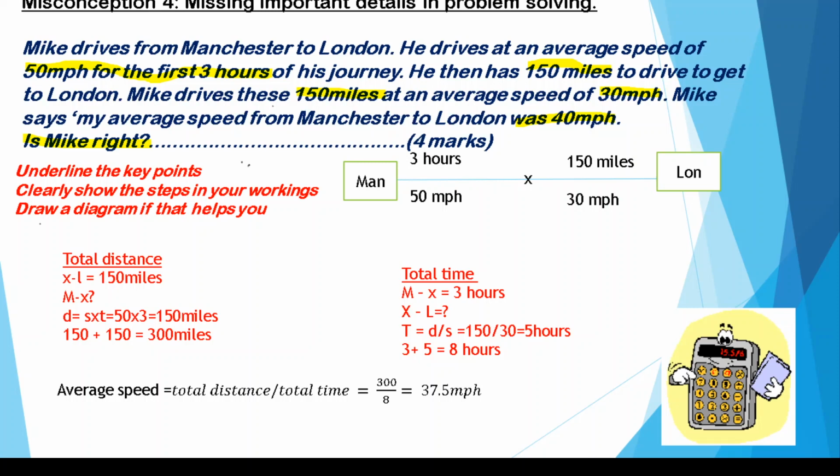Is he correct? Mike said that his average speed would be 40 miles per hour, so he is wrong. And we have to make that conclusion there. Therefore, Mike is not right. He's not correct.